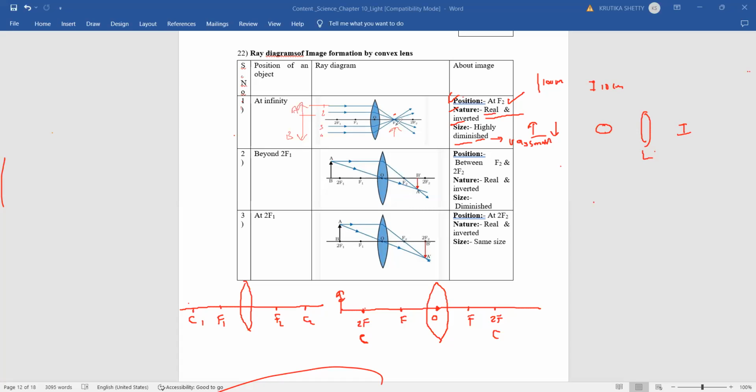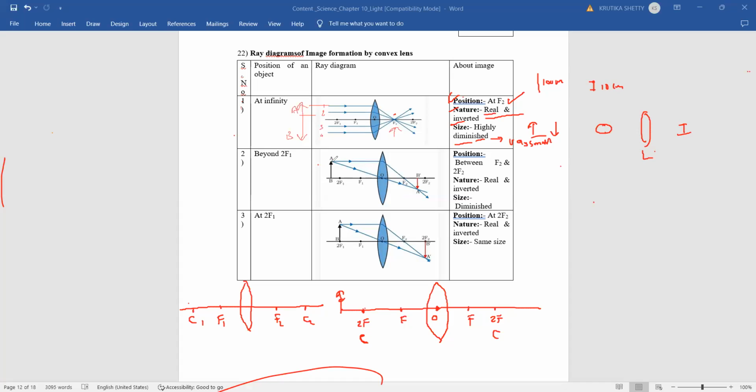Now the second type is beyond 2F. You can see AB is the object, and from AB, two rays are emerging. One is parallel to the principal axis. You can see there is a lens. Whenever the ray is parallel to the principal axis, it will pass through F2, that is the focus.